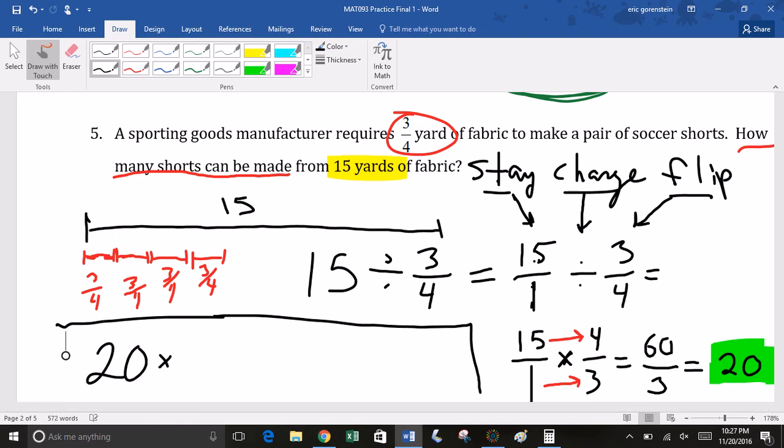So let's say 20 times 3 over 4. Well, if we put that into the calculator, that's 20 times 3 divided by 4. There's the 20 times 3/4. And if you put this into the calculator, 20 times 3 divided by 4, you indeed do get 15.